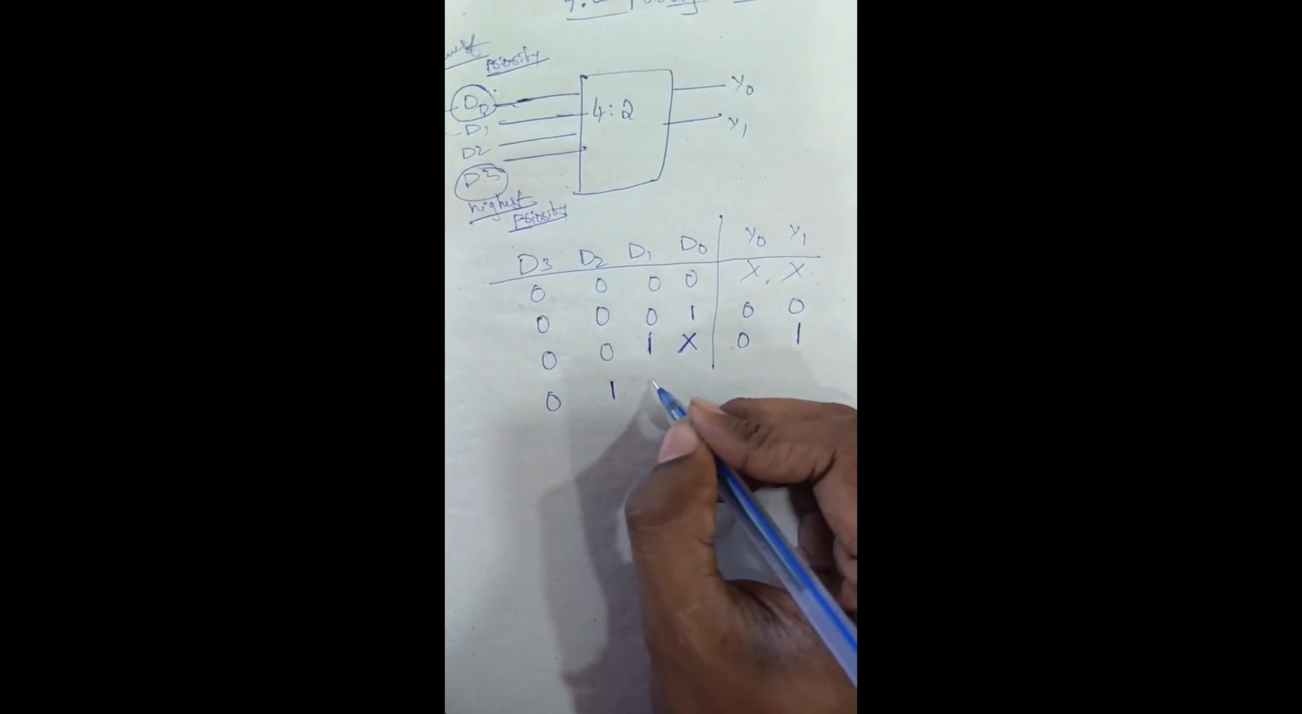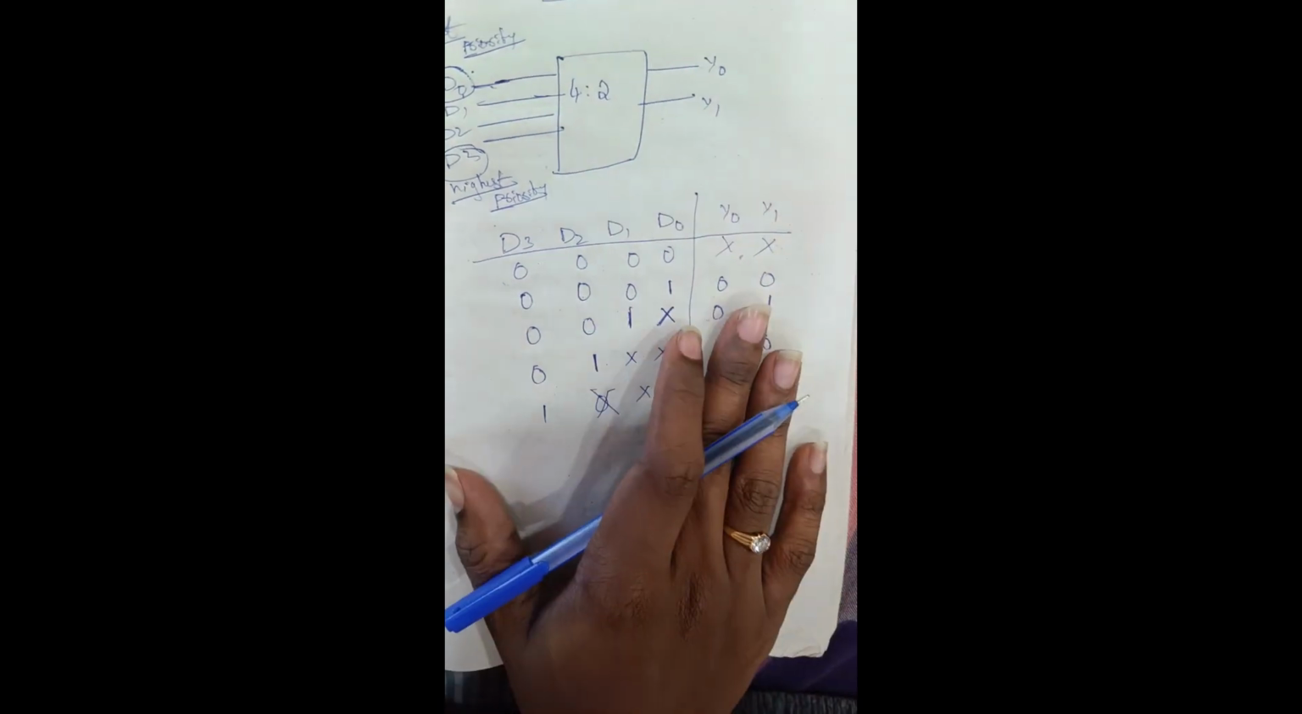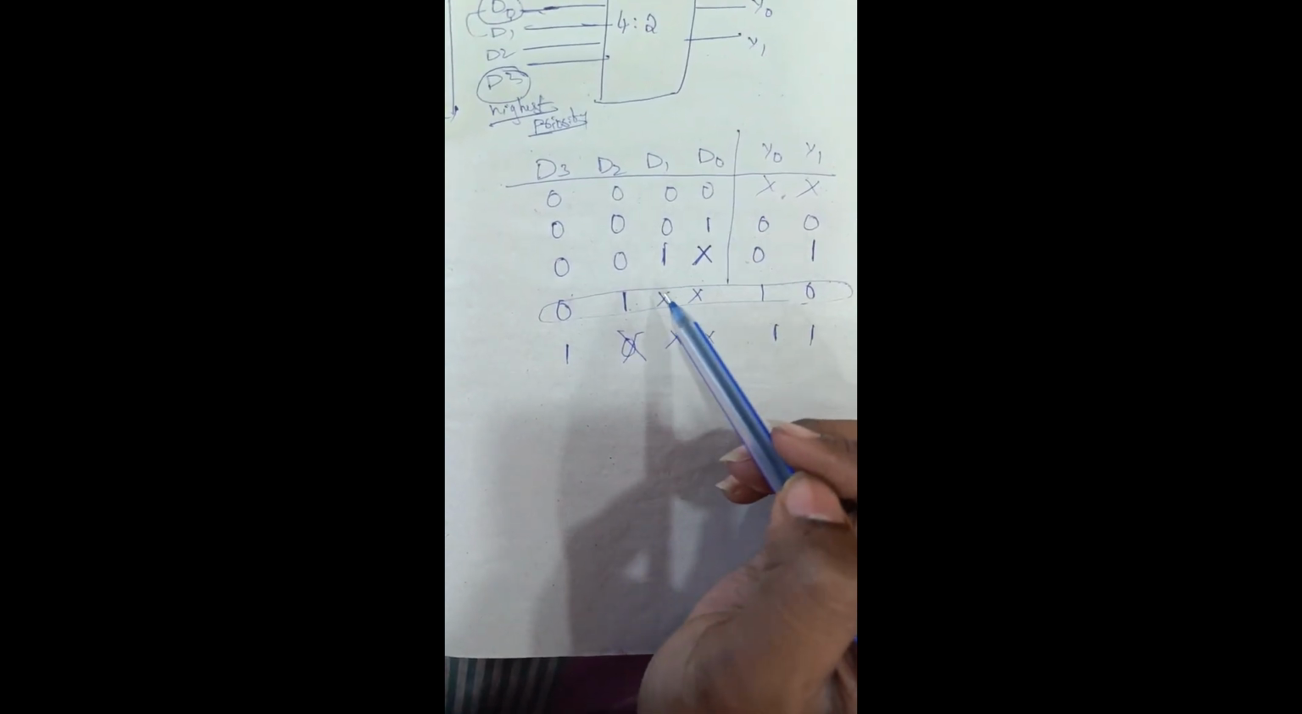Next, if d0 is high, 0 0 0 1, then the output will be 0 0. If d1 is high, irrespective of the d0 condition, the d0 will be don't care. Don't care means whether the input is 0 or 1, it does not care about the d0 input, and the output will be 0 1. If d2 is high, irrespective of the other inputs, the output will be 1 0. And if d3 is high, then the remaining are don't care and the output will be 1 1. So this is the truth table. If you observe here, d2 has logic 1, so irrespective of the other inputs, which may be 1 or 0, the output will be 1 0.